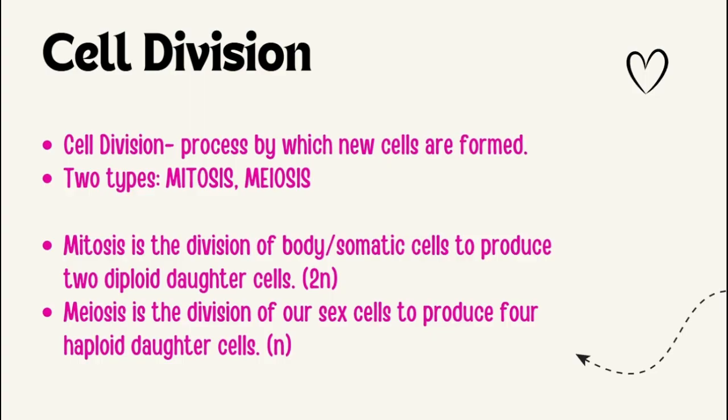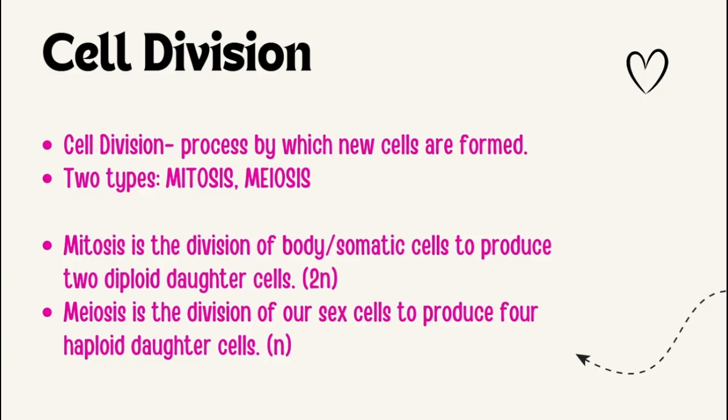So basically, cell division is the process by which new cells are formed, and the main two types of cell division are mitosis and meiosis, right? Now, there's a difference between mitosis and meiosis, so it's not just one cell division that takes place everywhere in our body, right? No, there are two main types. We have mitosis and we have meiosis.